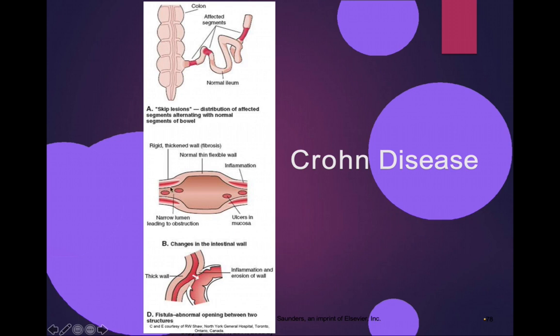Here we have a rigid, thickened wall. There's some fibrosis here. This is thin. This is more flexible. We have inflammation. You have some ulcers that are forming. And then here you've got some fistulas that form. This is an opening between two structures, kind of like you have not just inflammation, but it erodes the wall between this and this.